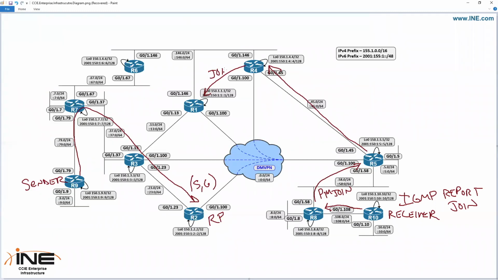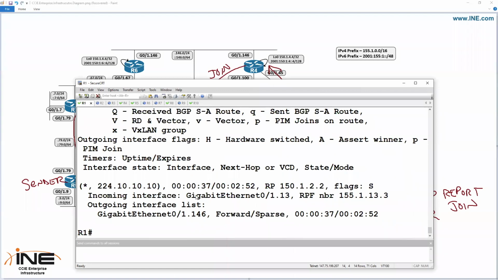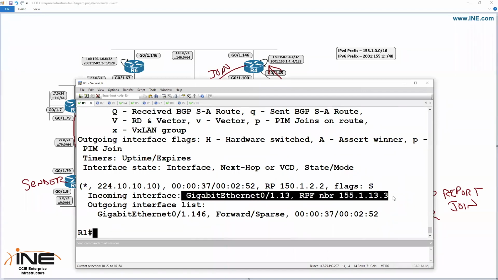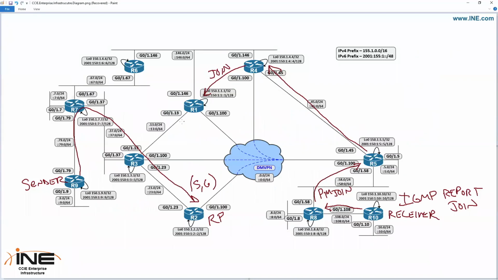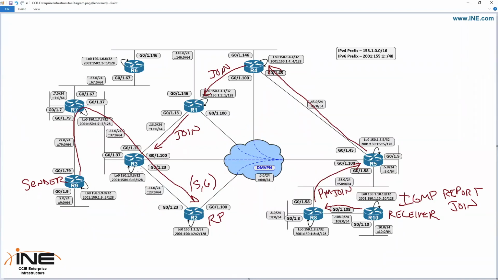So this is our PIM join message. On router 1, we're joining towards router 3. Okay, on gig0/1.13, the reverse path neighbor is 155.1.13.3. So the join is going that way. And then from router 3, the reverse path neighbor is router 2. So we're joining in this direction.